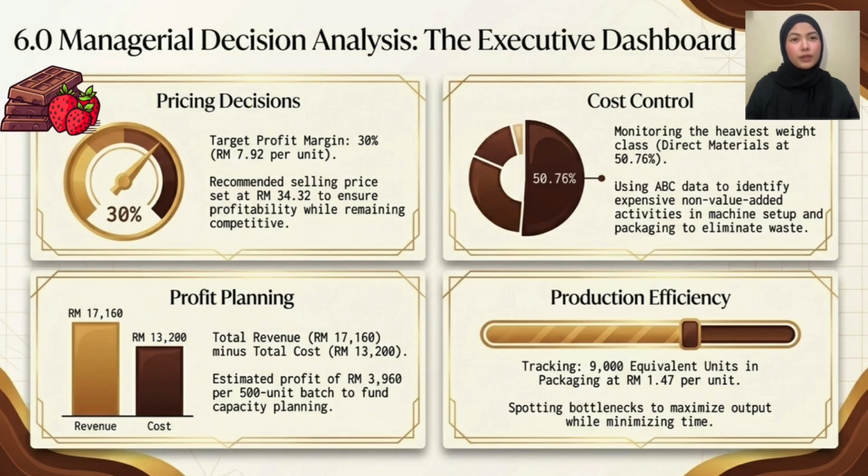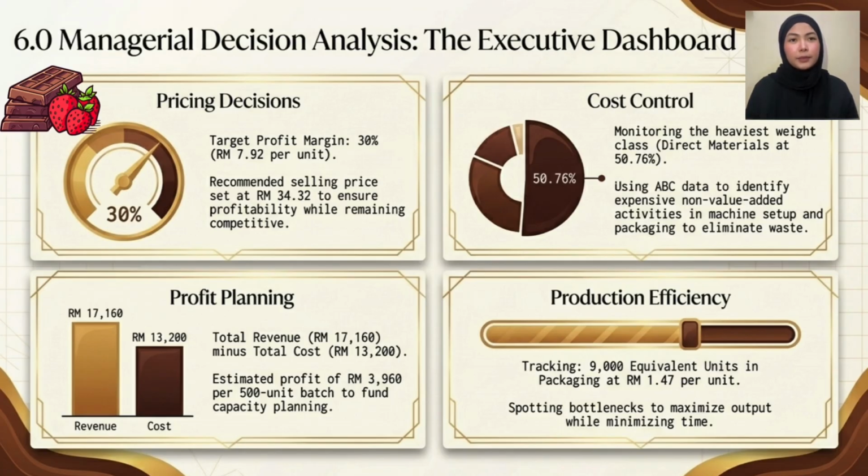This dashboard focuses on 4 key managerial areas. First, pricing decision. To ensure a sustainable business model, we have set a target profit margin of 30%, which equals RM7.92 in profit per unit. Consequently, our recommended selling price is RM34.32. This price point is designed to ensure profitability while keeping us competitive in the premium market.